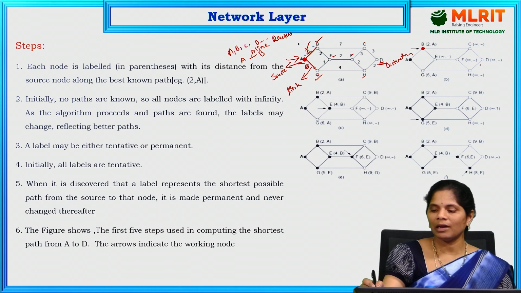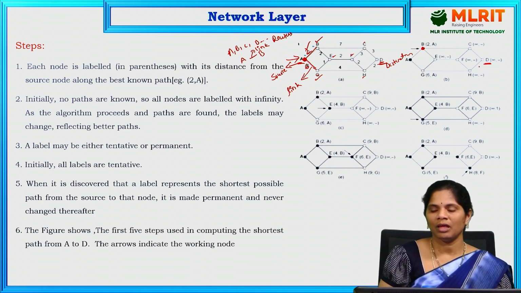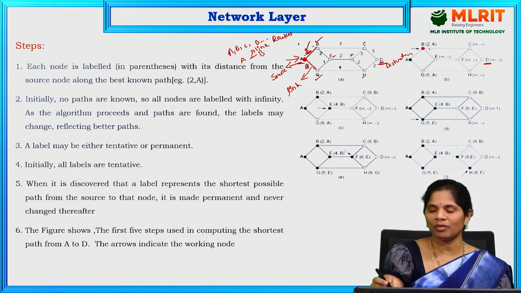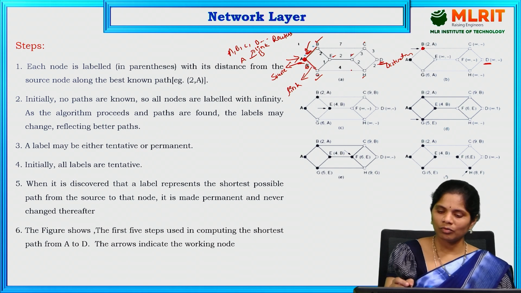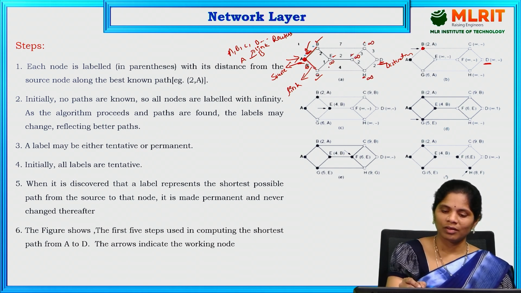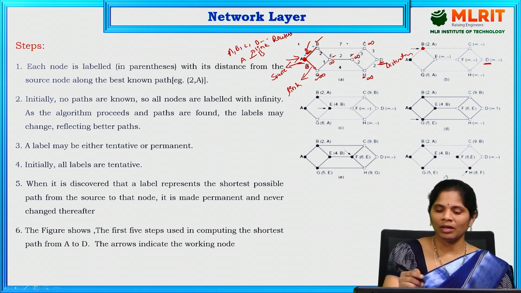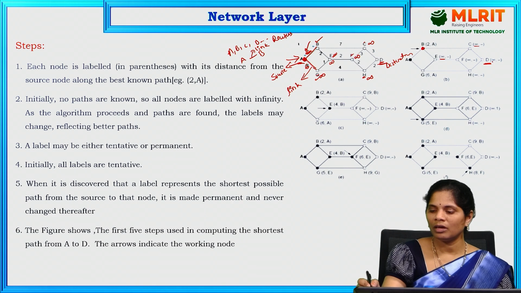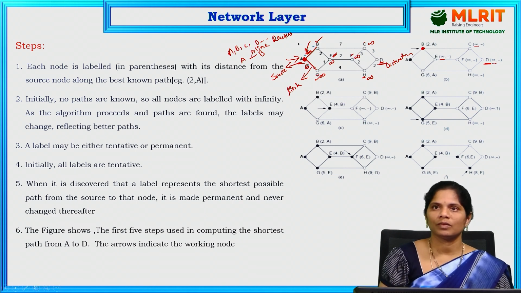But what is the final destination? We have to reach D. From A to B we started, because the shortest distance from A is 2. That's why we selected it. The remaining nodes we have to allocate infinity. We don't know the cost of all the other nodes, because we are at A only. We don't know the other nodes. That is the condition. That's why we give infinity to each and every node, because we don't know the cost of that particular router.